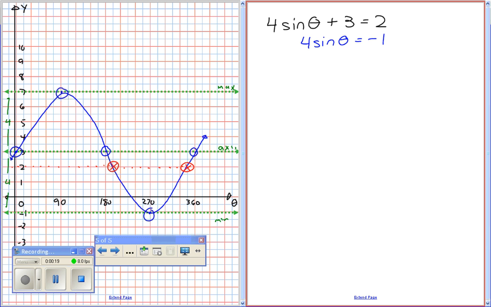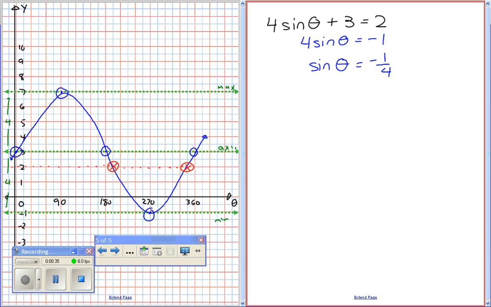Amy, what does the next thing want to do? Divide by 4. So it's going to be sine theta is -1/4. Things are looking great. Narcisse, what do I do now?